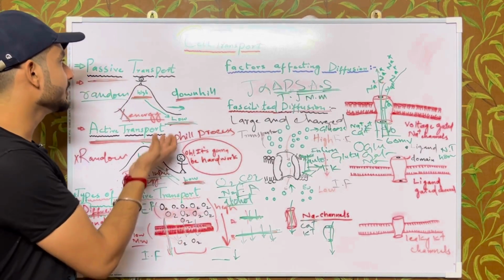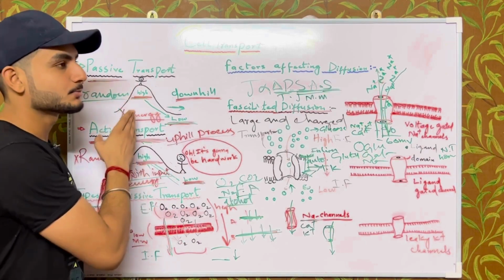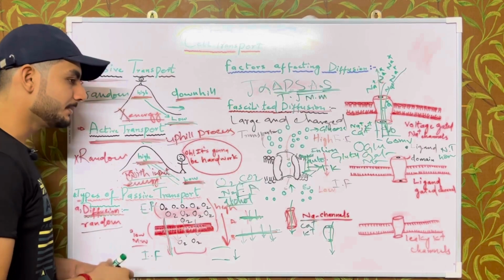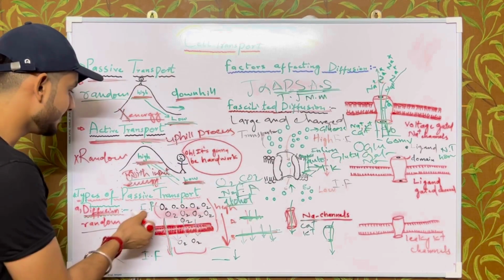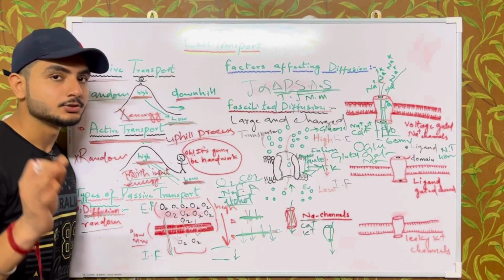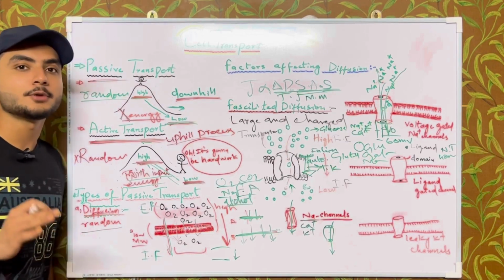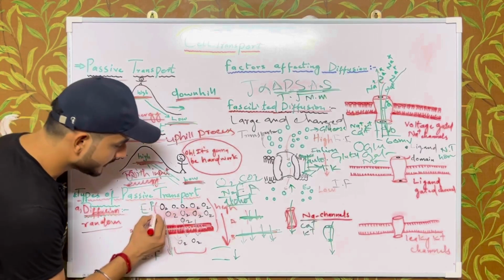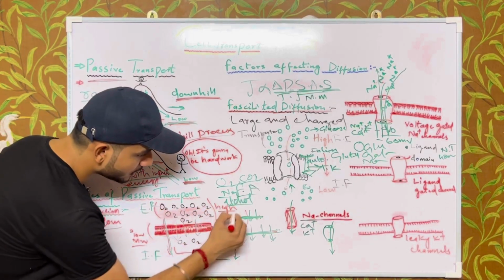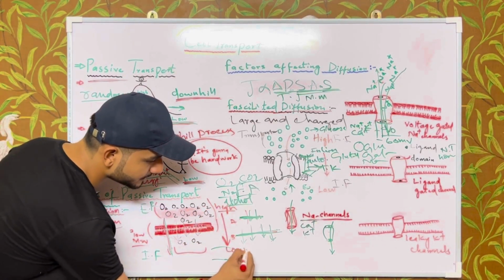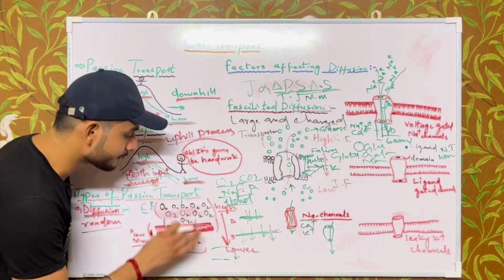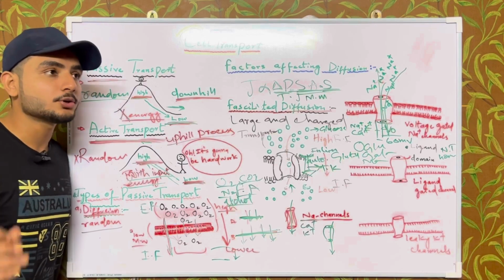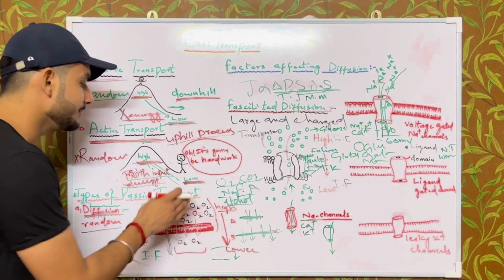Right now we are going to start with passive transport, and one of the passive transports is simple diffusion. Let's start with simple diffusion first. What is simple diffusion? You must remember, it is the random movement of molecules from their higher concentration to their lower concentration without input of energy. Because there is no input of energy in this case, the process will be spontaneous.